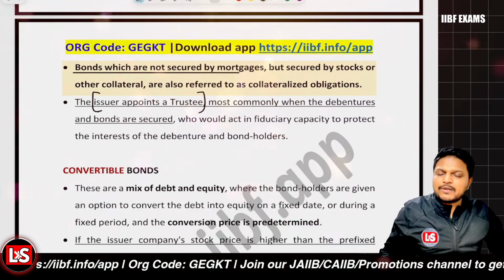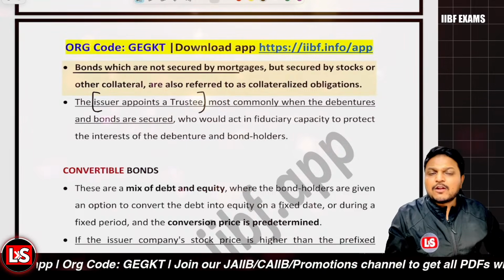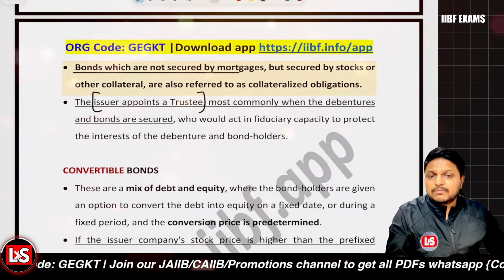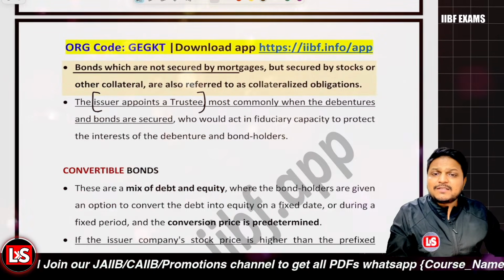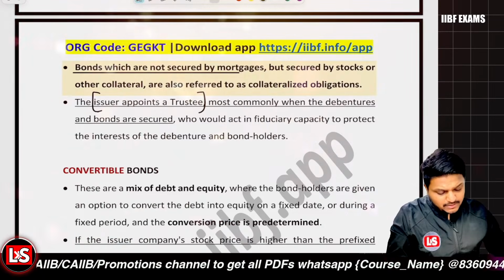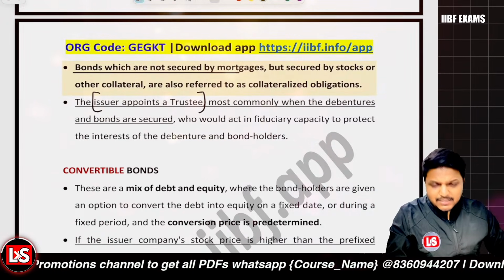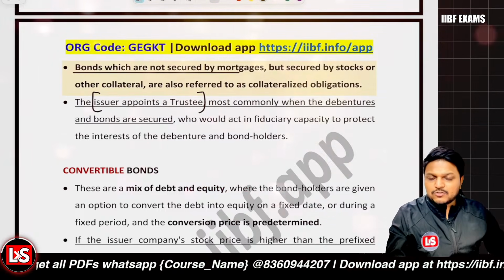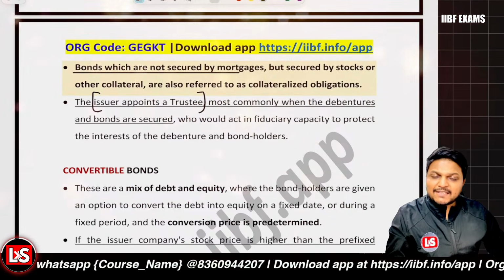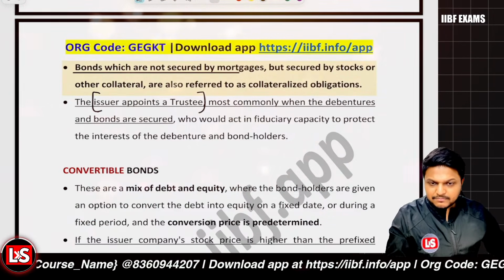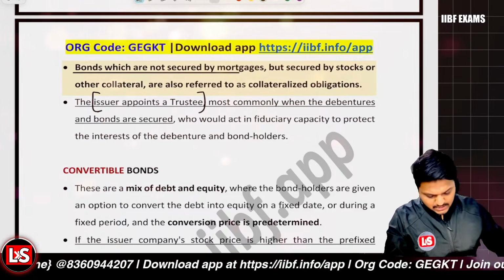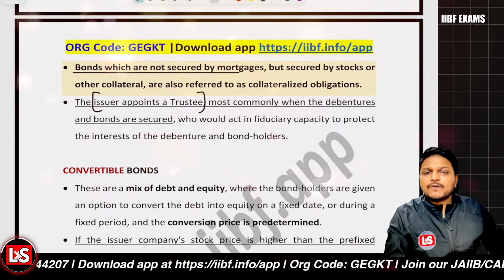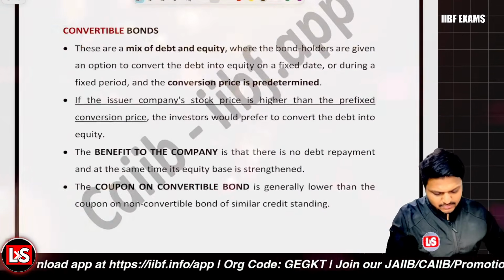There is a threshold related to it, but sometimes it's an obligation that you have to appoint a trustee. Now, what is a trustee's role? A trustee's role is basically to protect the investor, so it acts in a fiduciary capacity. Clear? Clear with it so far? Do confirm at the earliest.